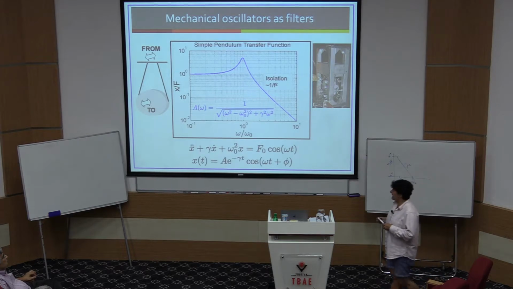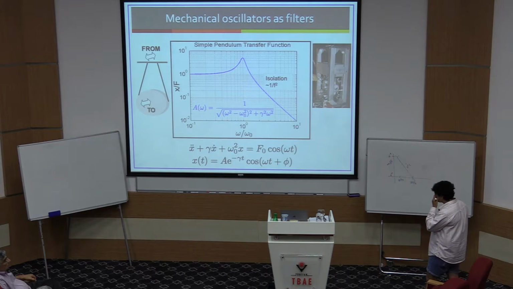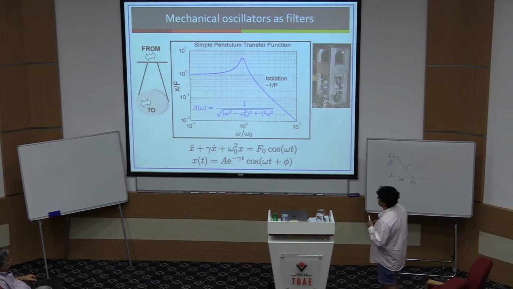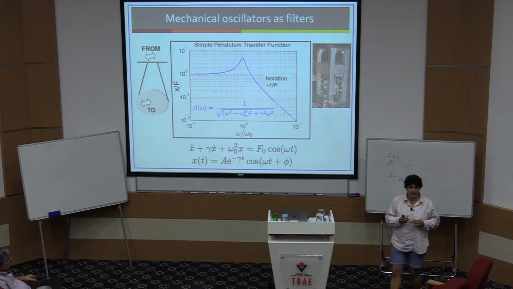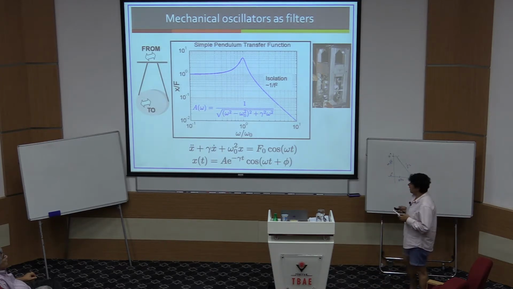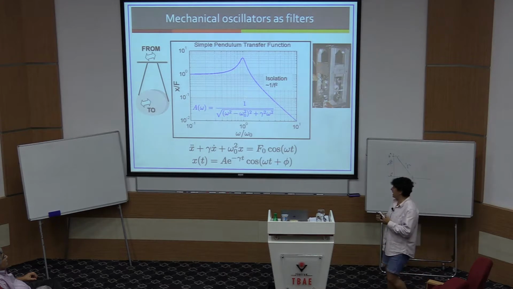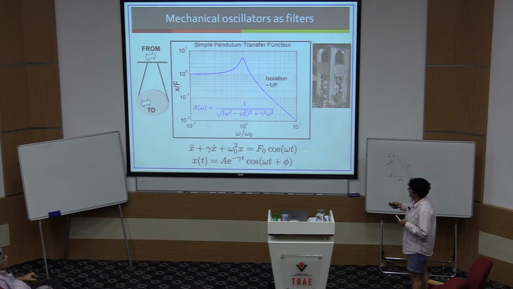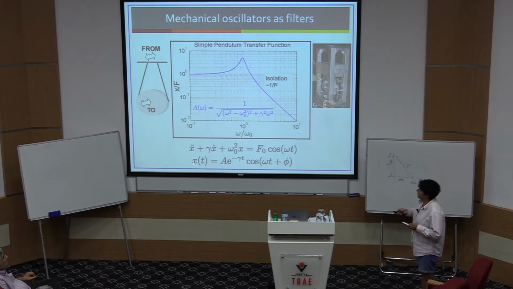So the first thing is that mechanical oscillators act as filters. Now, at some point in your physics education, you must have come across a simple harmonic oscillator. The simple harmonic oscillator has an equation of motion that looks like this right here. It's basically just an inertial term, a damping term, and a Hookean or spring constant term. And here's a driving force. Here is a solution to this equation.